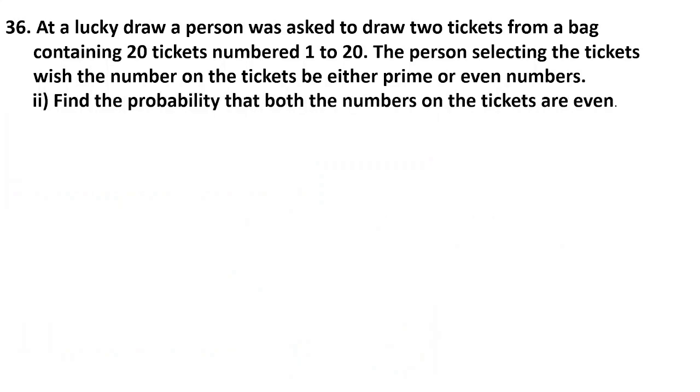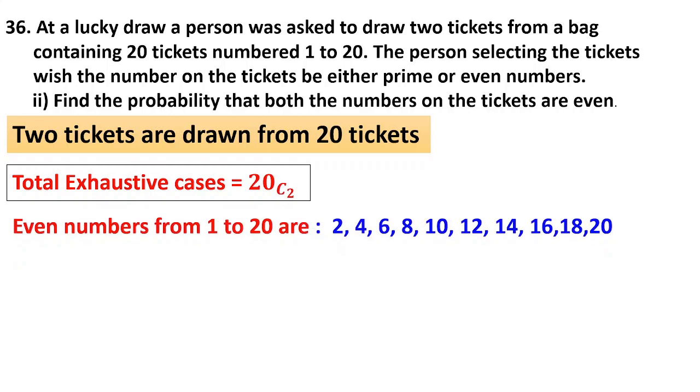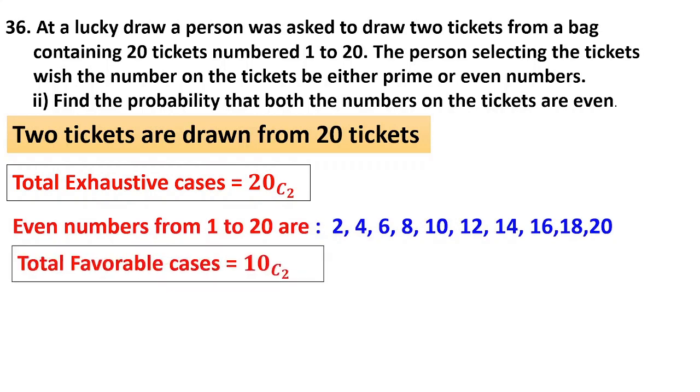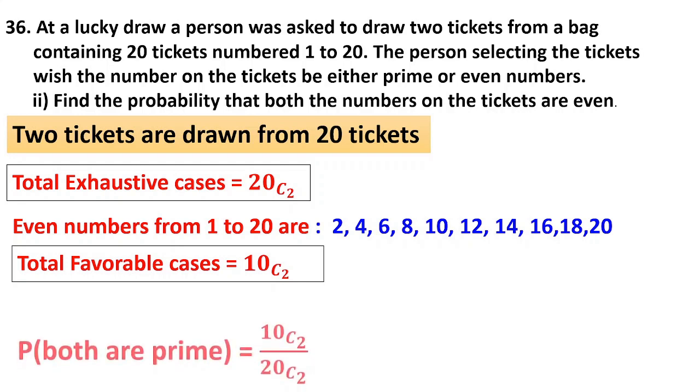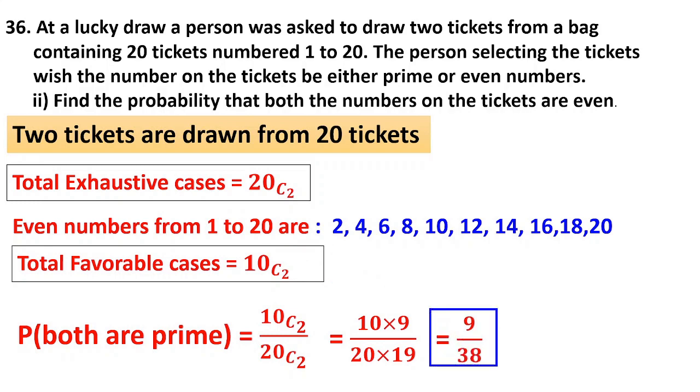Let us go to the second subdivision, that the numbers are even. As usual, 20C2. Even numbers are 2, 4, 6, 8, 10, 12, 14, 16, 18, 20. It will be 10C2. 2 tickets can be taken from these 10. Both are even is 10C2 by 20C2. Therefore, it is 9 by 38.